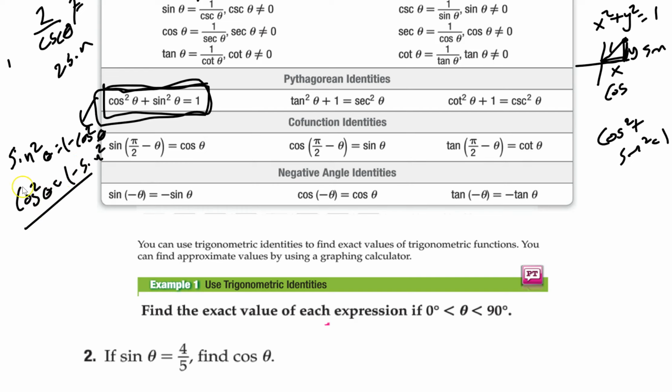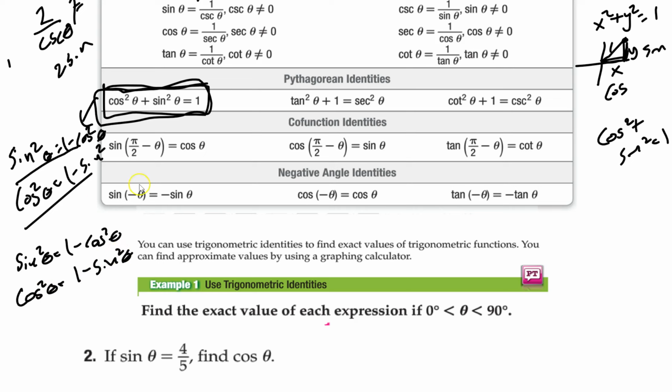So these are just as important. We're going to use all of these a lot. Cosine squared plus sine squared equals 1, which is the most important formula in trig. If you want to get sine by itself, subtract cosine squared from both sides: sine squared equals 1 minus cosine squared. If you want to get cosine by itself, subtract sine squared: cosine squared equals 1 minus sine squared. Those are all formulas you have to know. All super important.